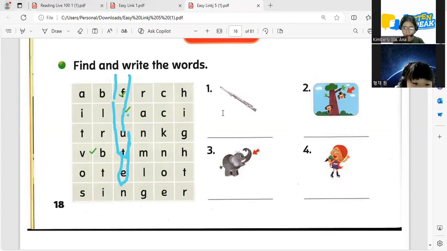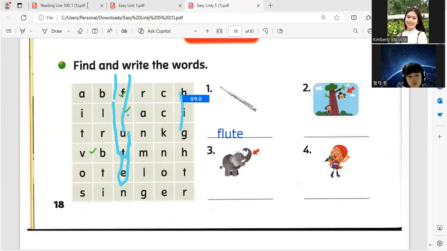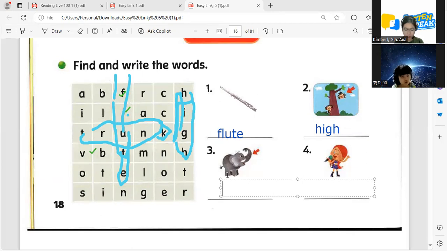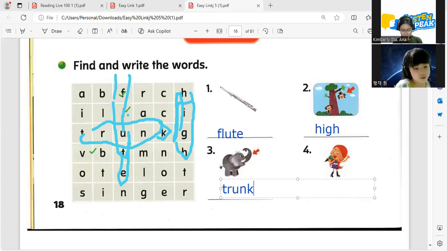Okay, what is number one, Tori? Number one is clue. How about number two? Can you help me with number two? What is number two? Number two is high. How about number three? Okay. What is number three? Trunk. Can you say trunk? Nice one. How about number four?